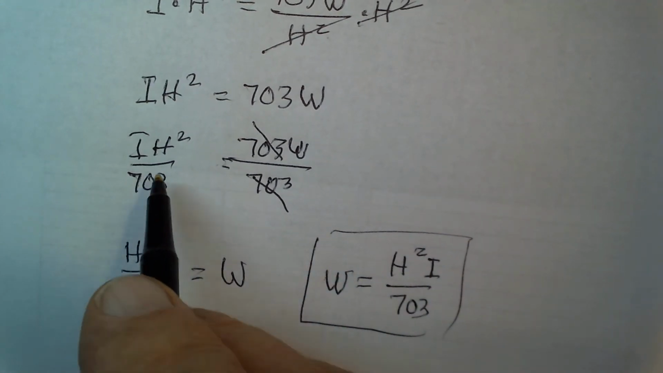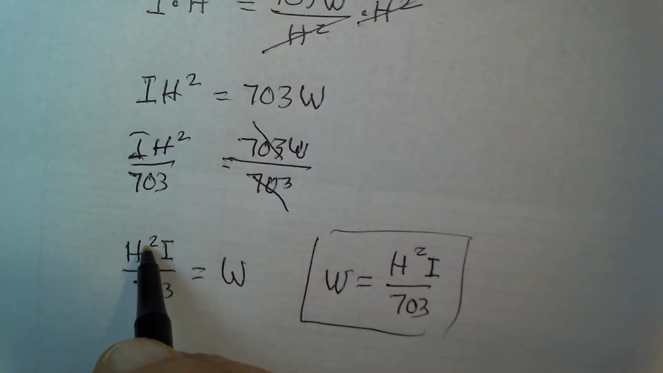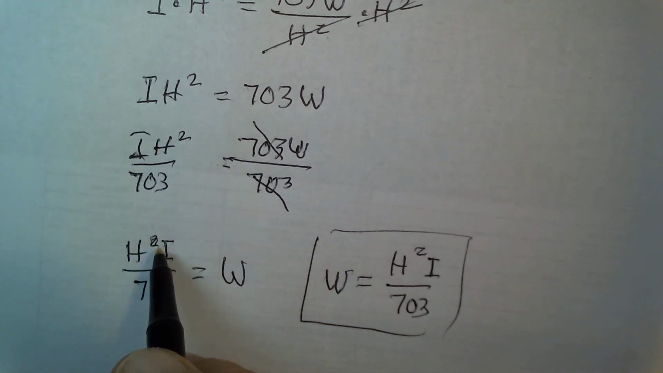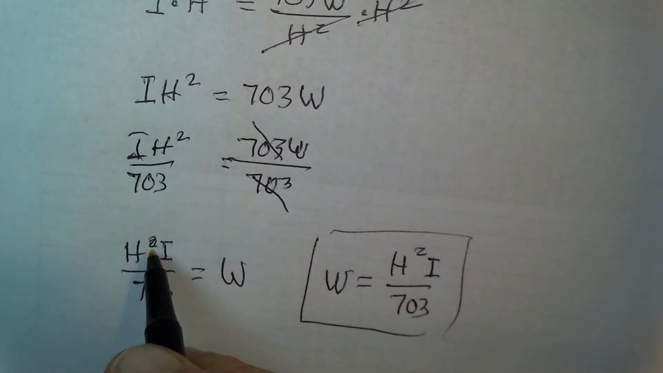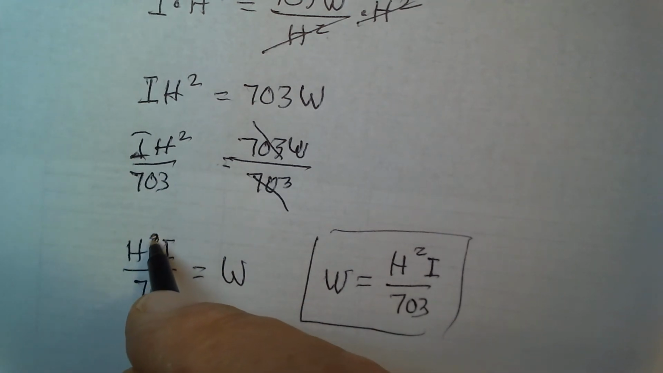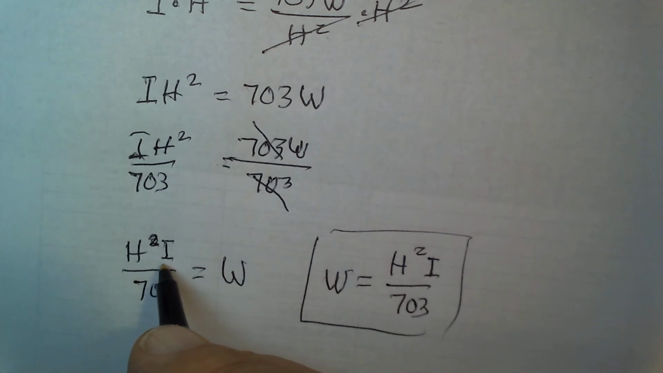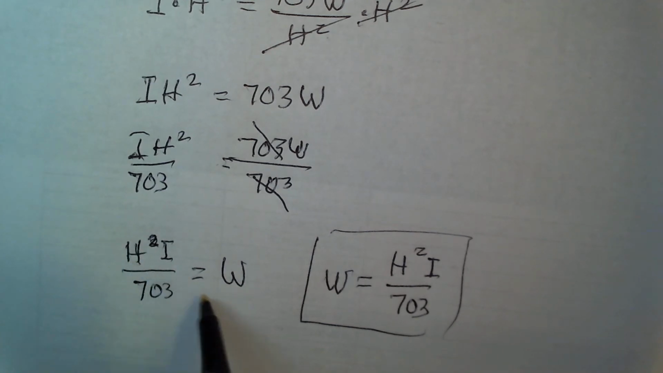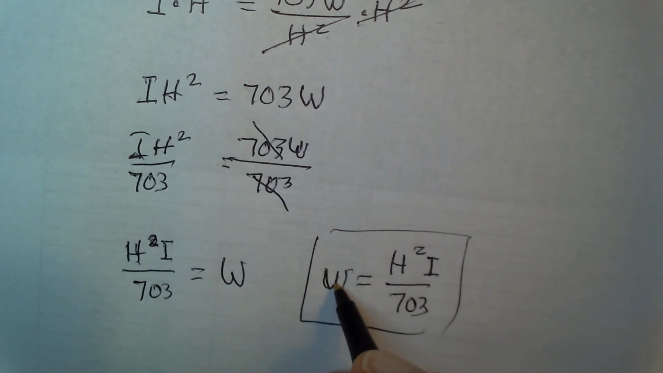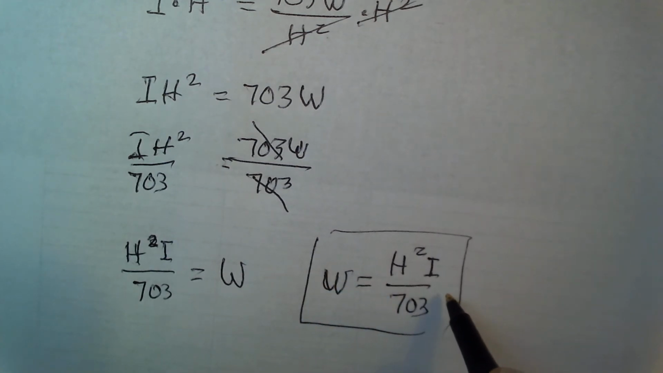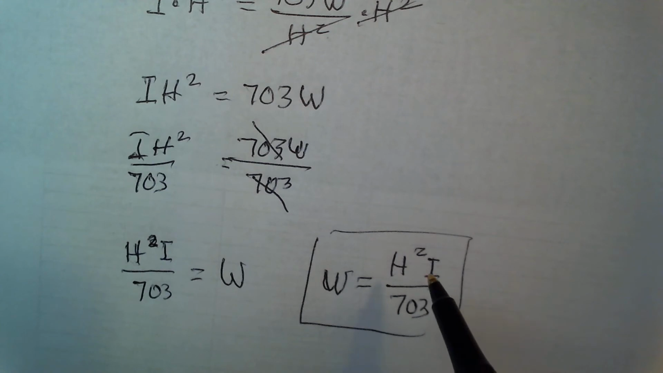You notice that it's switched from IH squared to h squared I. And again, mathematically, that means the same thing. But this is a preferred way of writing it because it's in alphabetical order. H comes before I. So h squared I would be a better way of writing the formula. So now we solved this formula for W.